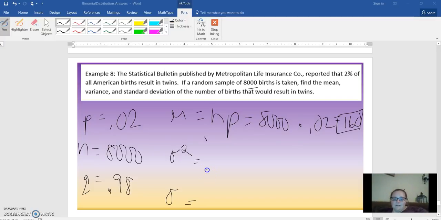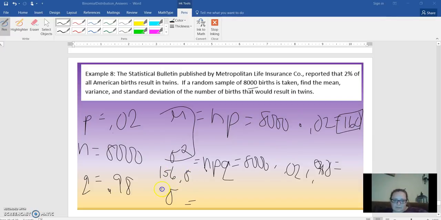All right. For variance, we're going to do NPQ. So 8,000 times 0.02 times 0.98. We get 156.8. That's the variance. And then for standard deviation, I'm going to do the square root of 156.8, and you get 12.5.